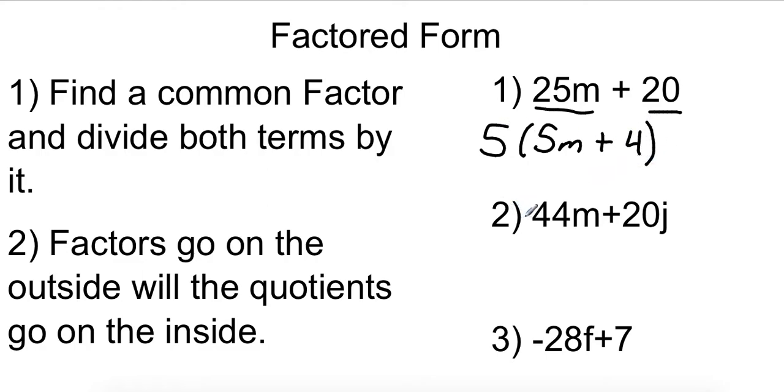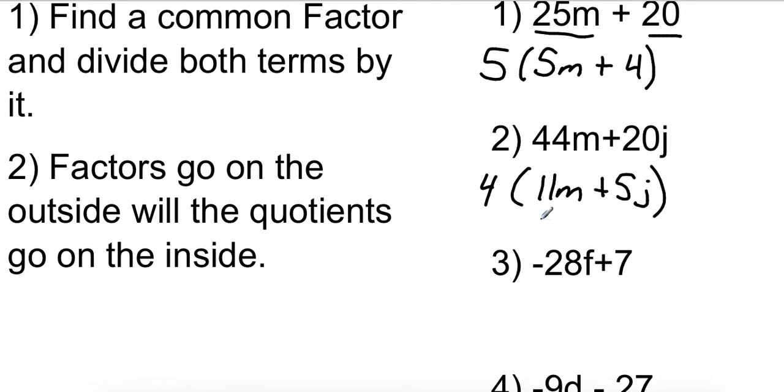Over here, I'm going to do a similar job. I have 44m and 20j. So in this example, I can see that 4 is the largest factor I can pull out of both of these. So now I will have 11m, because 44 divided by 4 is 11, plus 20 divided by 4, which is going to give me 5j. And this is all I need right here.